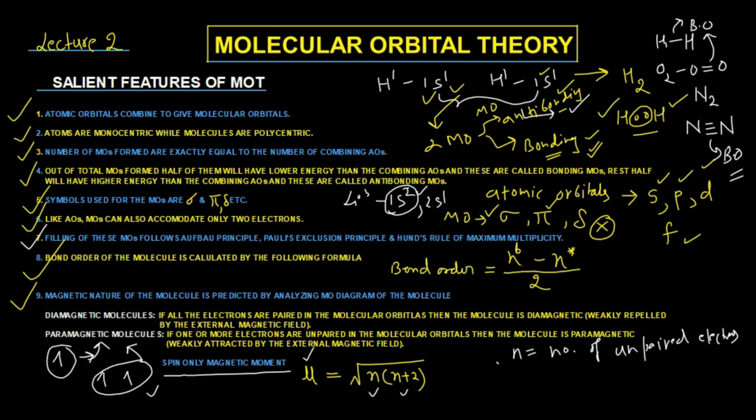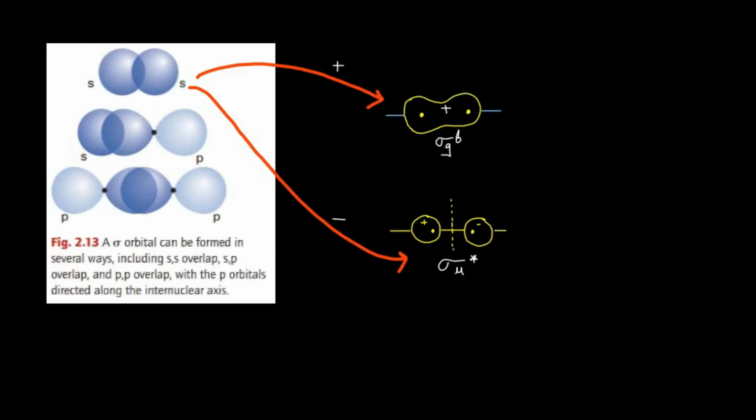So these are the nine very important features of the molecular orbital theory. We will apply all these nine salient features on particular kinds of molecules to grasp this molecular orbital theory completely. But before going into the details of the molecular orbital diagrams, it is very important to understand the formation of sigma and pi bonds. How can we form sigma and pi bonds in the molecule? So moving to the next slide.